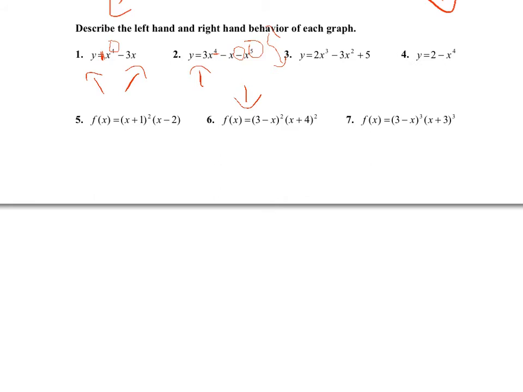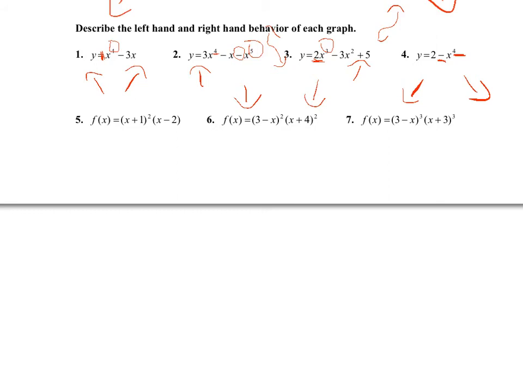Number 3, highest exponent's 3, leading coefficient's positive 2, so now it looks like a normal S-curve. It looks like this. So it goes down to the left, up to the right. And then number 4, obviously 4, that's the only exponent there. So they're either both going to go up or both go down. Leading coefficient's negative, so they both go down. Very, very simple.